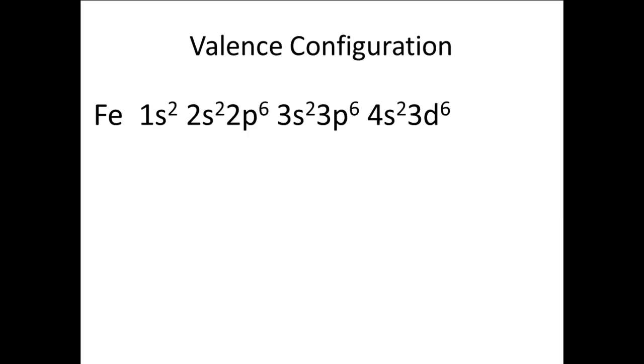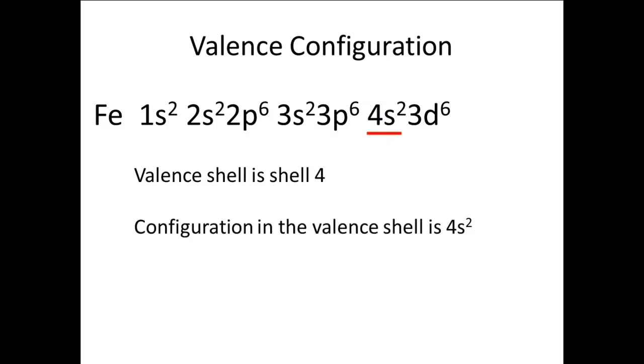For iron, the configuration is 1s2, 2s2, 2p6, 3s2, 3p6, 4s2, 3d6. So the valence shell is shell 4, and the valence configuration is 4s2. Please note that the 3d, even though it's written after the 4s in the configuration, is not part of the valence configuration because the 3d subshell is not part of the valence shell.